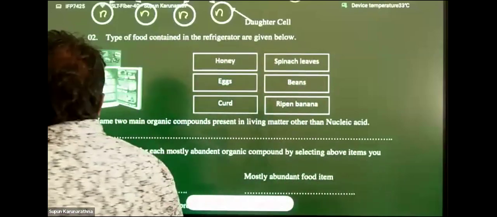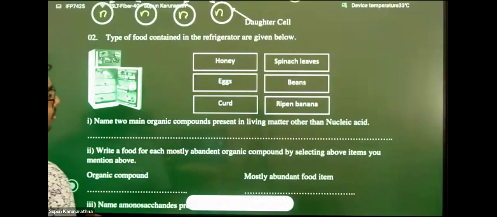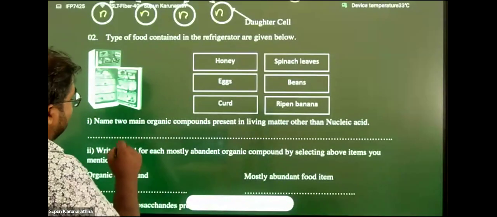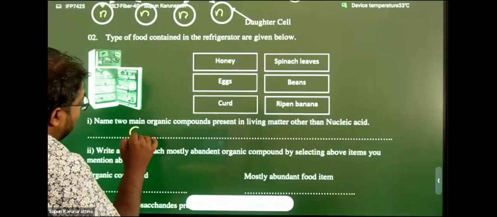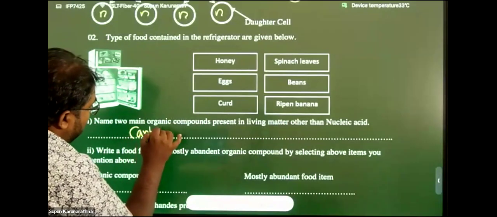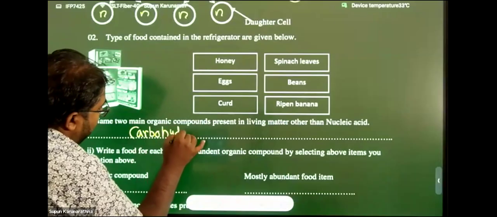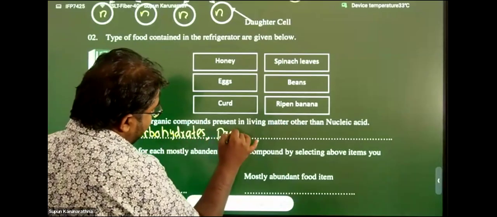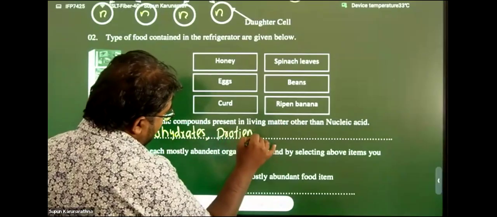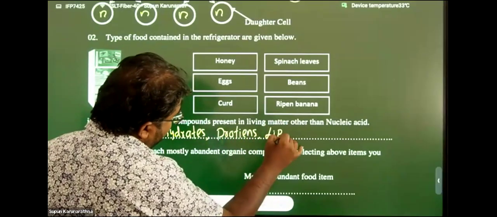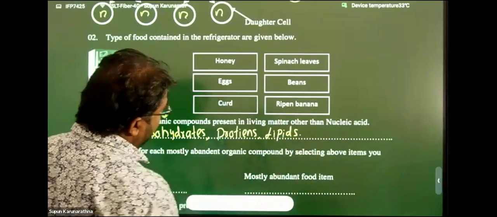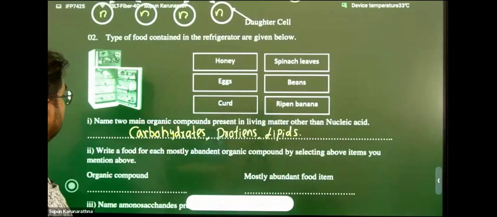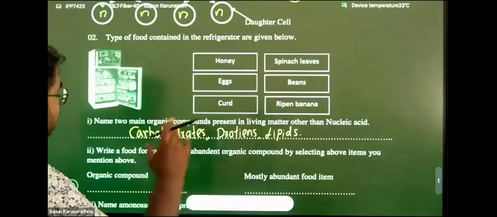What are they? There are 4 biomolecules, no? Carbohydrate, protein, lipid, nucleic acids. Other than the nucleic acids, you can write carbohydrates, proteins, lipids. Any of the answers you can write. Since it's asking for 2, you can write any two.